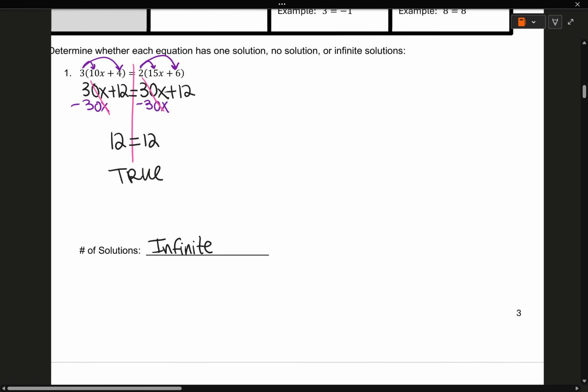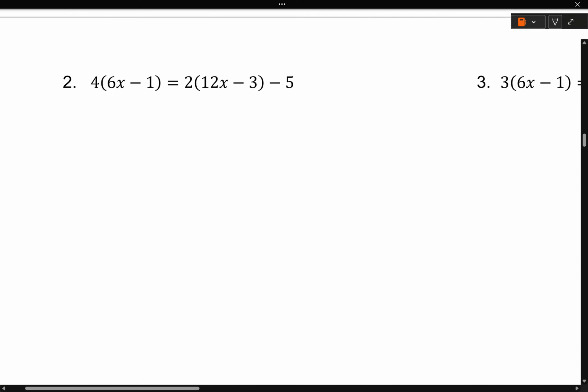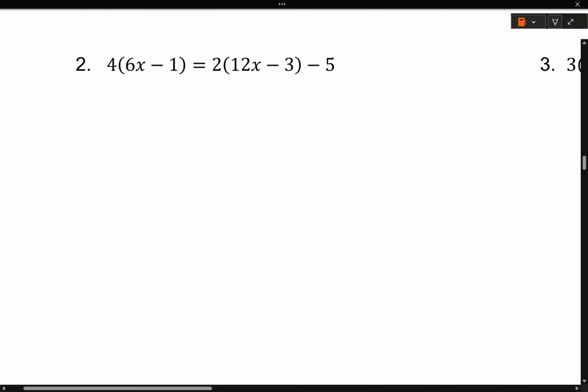All right. Oh, number 2's on the next page. Oops, I thought I put it next to it. Anyways, we've got some distributing to do. Let's do it.